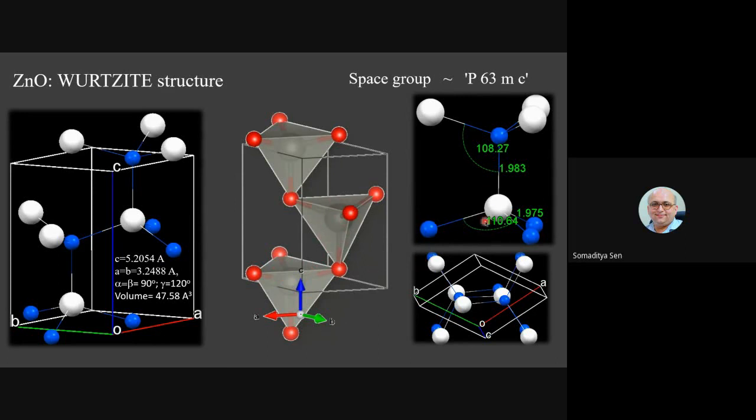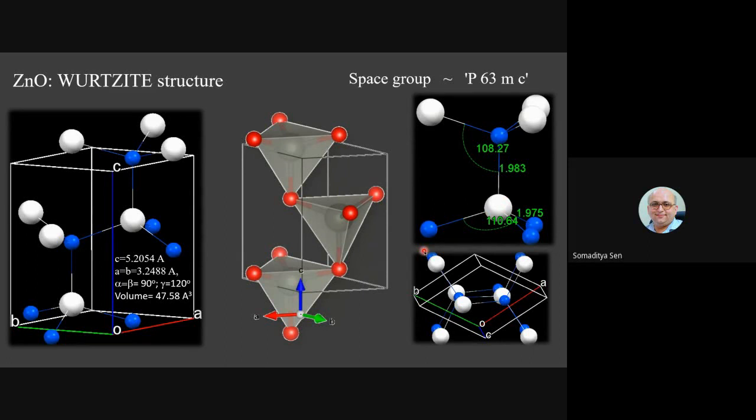Now if you look at the bond lengths and the bond angles, there are 2 different angles in this structure, and one of them is 108, in between the C axis, which is along this direction, and the AB plane oxygens. You have an angle of 108.27 degrees. And the bond lengths are also different. These 3 bond lengths are the same, 1.975, but this one is different.